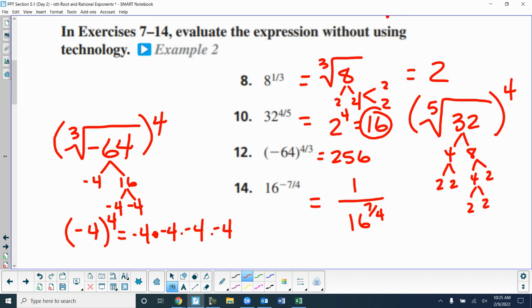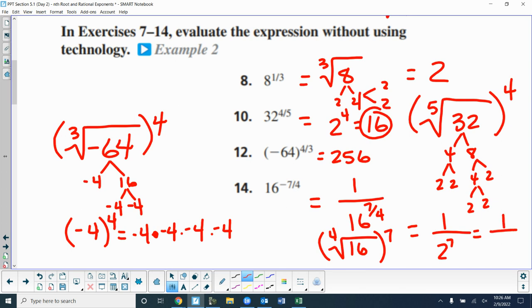To change it to a positive exponent, it's 1 over that. Okay? So this is the 4th root of 16 to the 7th. Well, what times itself 4 times gives 16? You guys can tell me that. You should know that one. There's 2, right? 4 times 4, and then each 4 is a 2 times 2. There's 4 2s then, right? So it's 2 to the 7th.